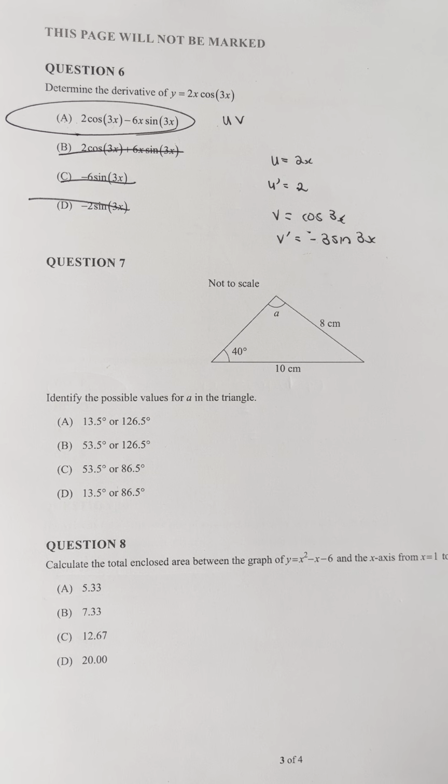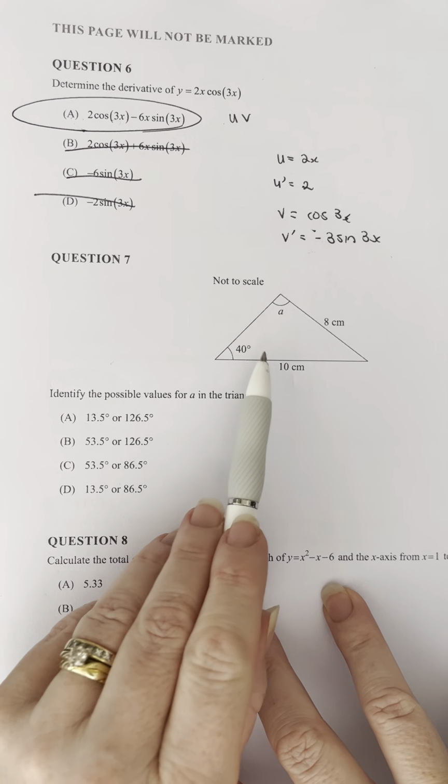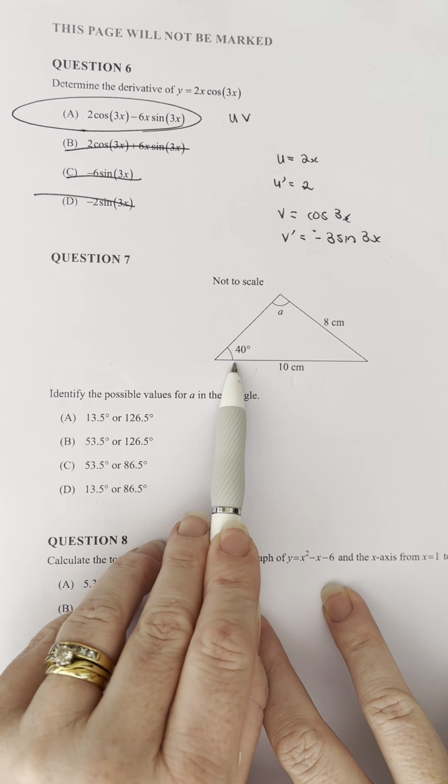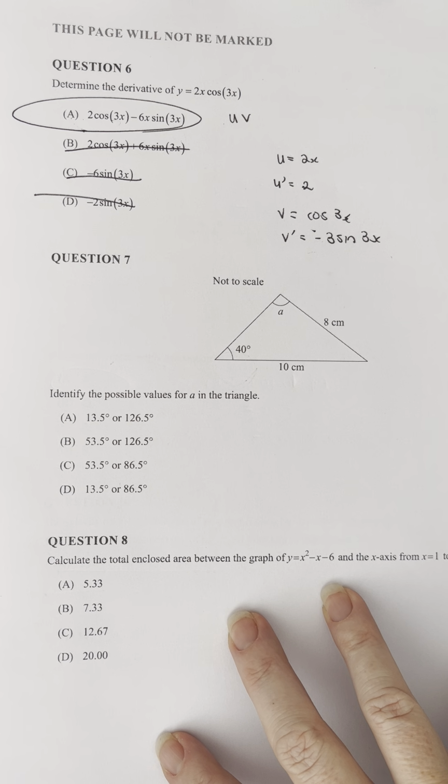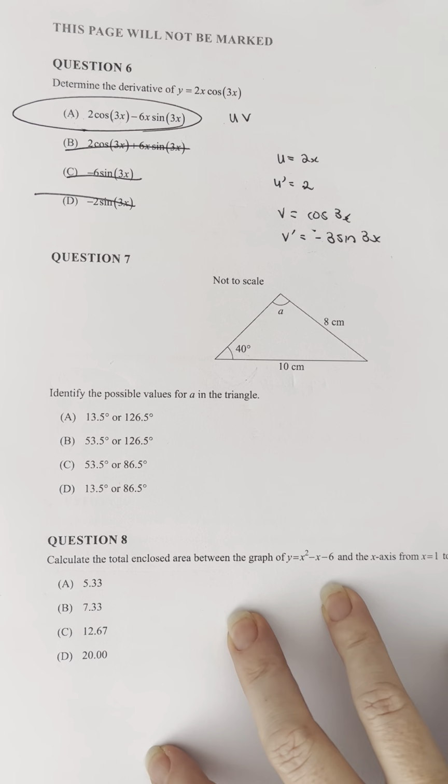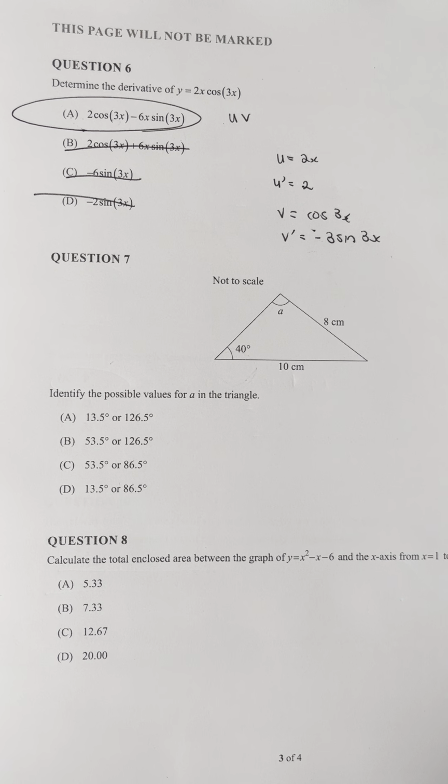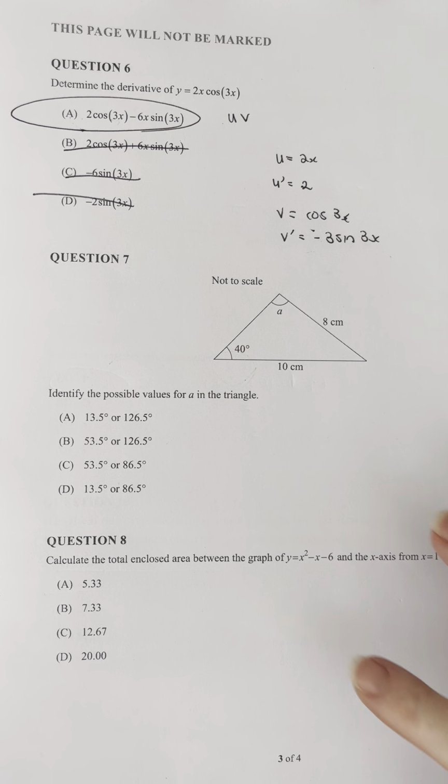Question 7 I feel is a little bit of a trick question. If you recognise what they're asking for, it can make it quite quick. So we've got our 40 degrees here, and we are identifying the possible values for A in the triangle. So when we do our sine rule, we know we can always look at the ambiguous case, where we can have two answers, and those two answers always add to 180. So what we can do is look down that line and cross out any that don't add to 180, because we know they're not going to be the two options for an ambiguous case.